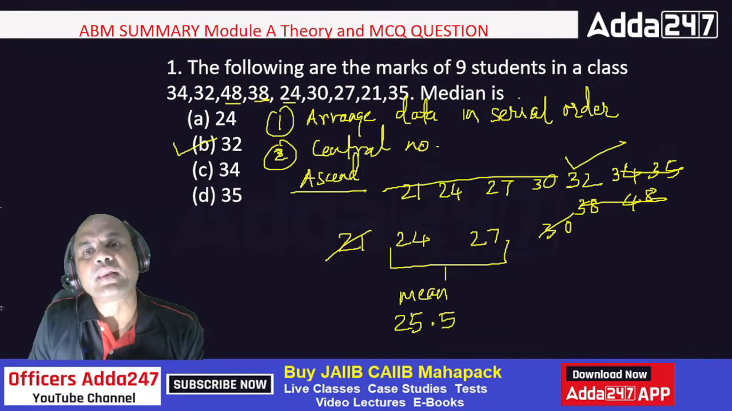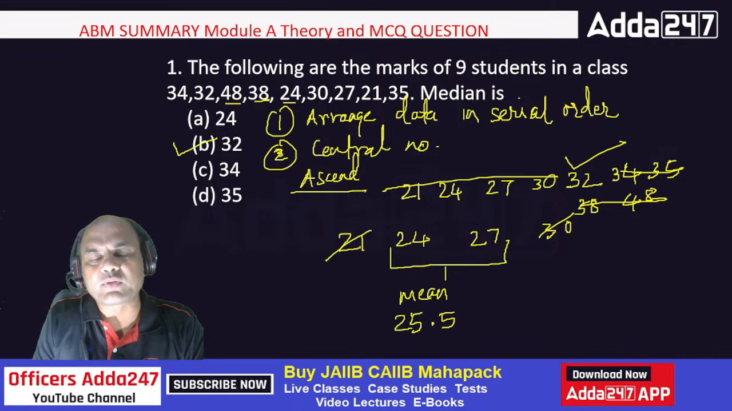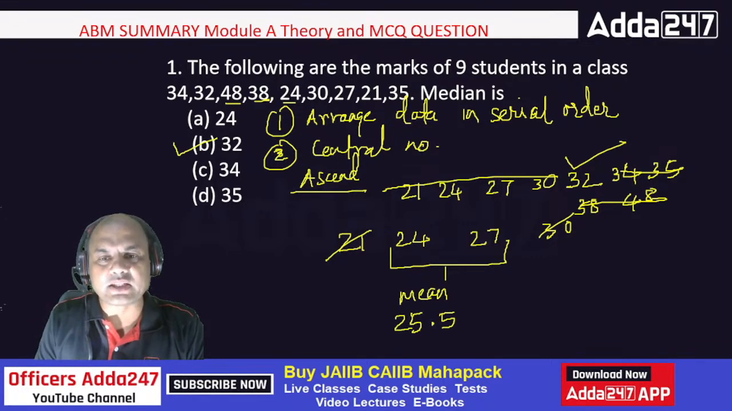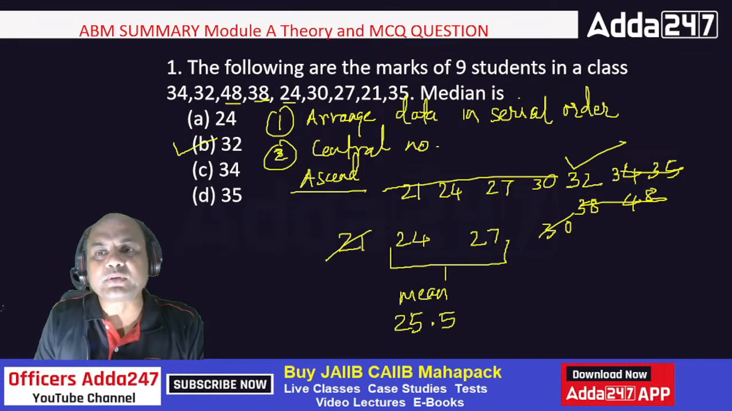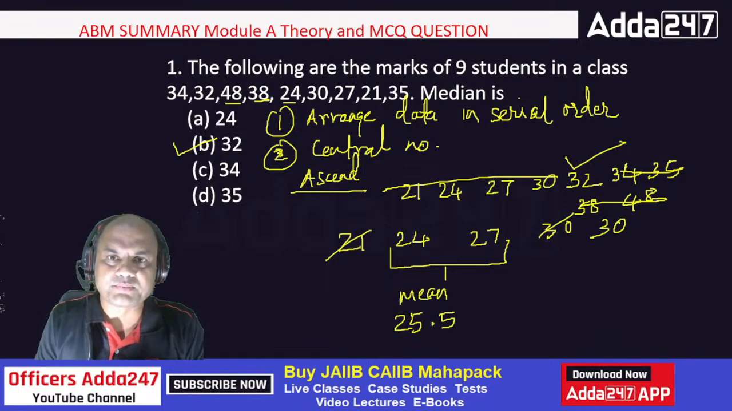Got it, everyone? Whenever you have an odd number of elements, it is easy. Whenever you have an even number of elements, it becomes difficult. Just find the central numbers. Now you will ask me one more question. Suppose the numbers are repeated, like this: 21, 24, 27, 30 and then again 30. Now there are 5 elements. Out of 5 elements, 2 are out, so 27 is remaining. So 27 is the median.